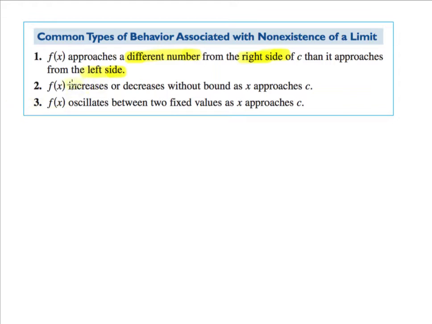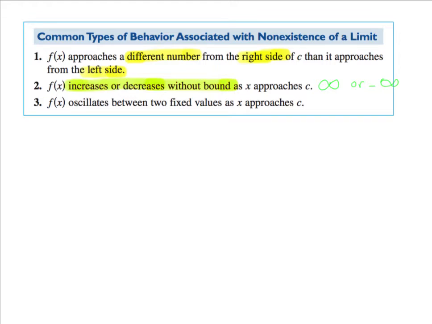The second case is if the function value increases or decreases without bound as x gets closer and closer to a value of c. Increasing without bound and decreasing without bound translates to infinity or negative infinity. So if it's approaching infinity or negative infinity, then we know the limit does not exist at that value.